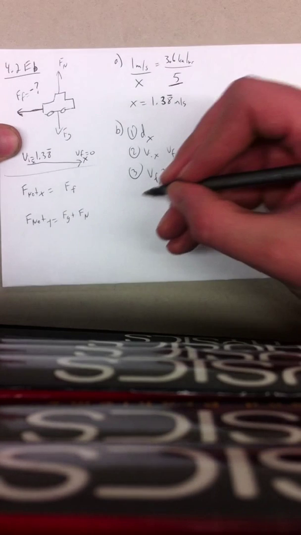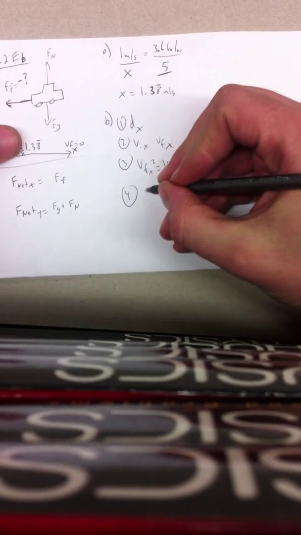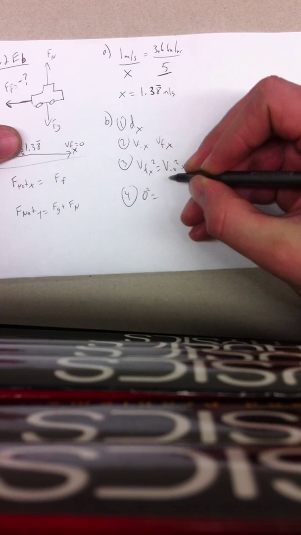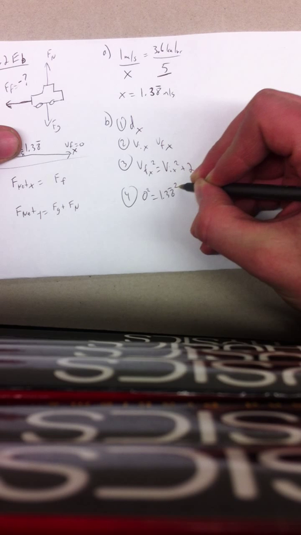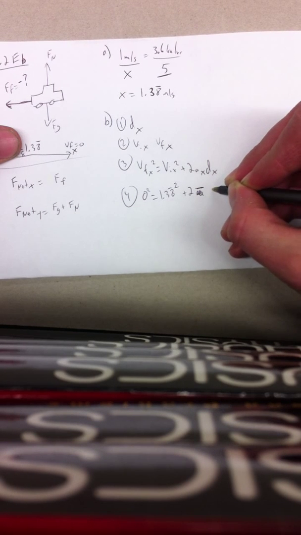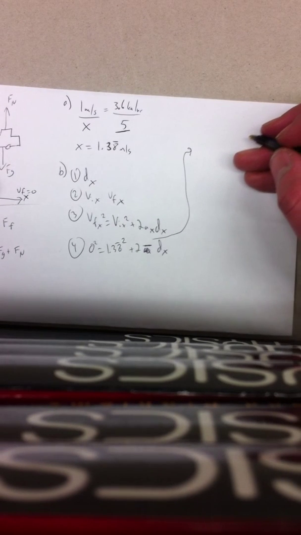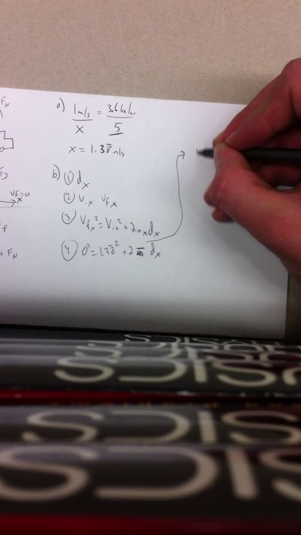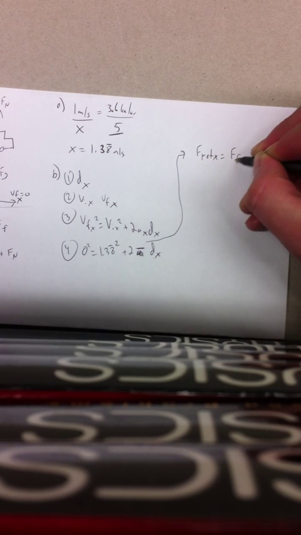Now, step 4. Vfx is equal to 0. This is equal to, for me, 1.38 repeating squared plus 2 times ax, actually I'll just leave that blank, times dx. I don't know what a is, so I'm going to do a bypass. Now, this is where we're going to use F net x is equal to the force of friction.